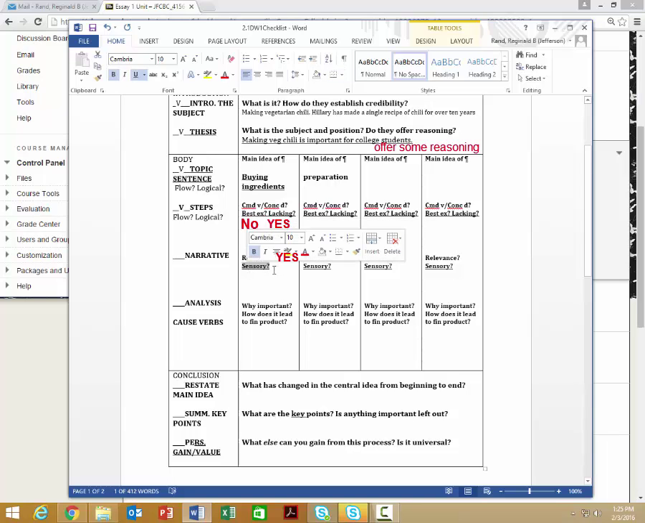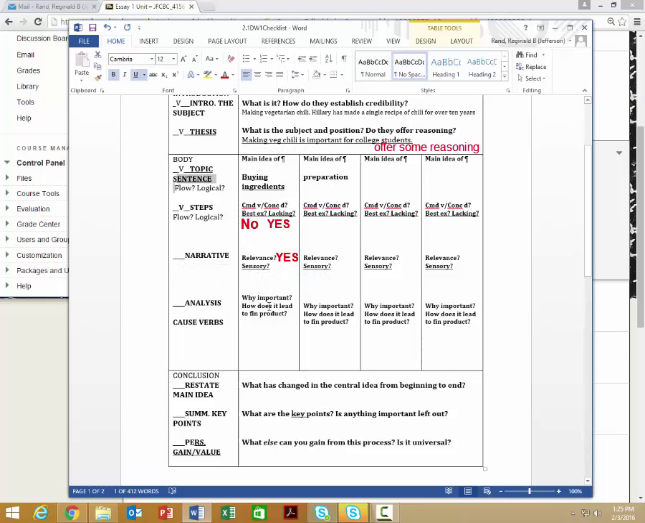And then you want to see if they use sensory details. If you find some good sensory details, you might underline. If you see some places that could use some sensory details that could be developed a little more, give it an underline too.